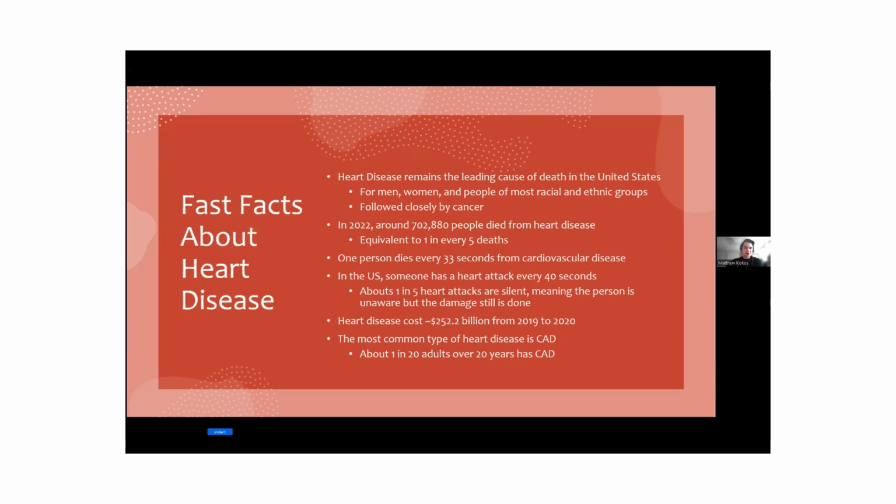Based on their statistics, one person dies every 33 seconds from a cardiovascular disease. And in the US, someone has a heart attack every 40 seconds. About 1 in 5 of those are silent, meaning that the person is unaware that they're even having a heart attack, but the damage is still done, which is a little scary to think about. Additionally, heart disease cost the US about $252.2 billion between 2019 and 2020. So it's a big driver of medical cost and care, and we want to keep focusing on reducing that cost burden for everyone.